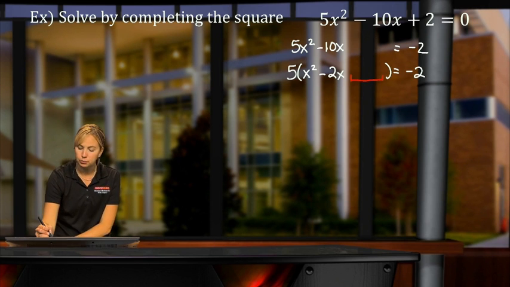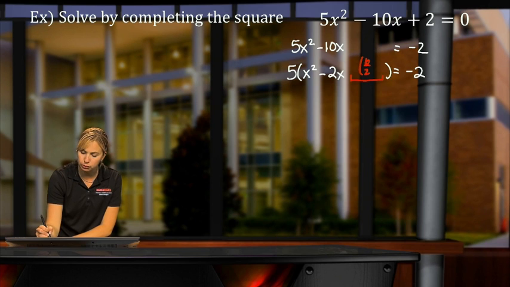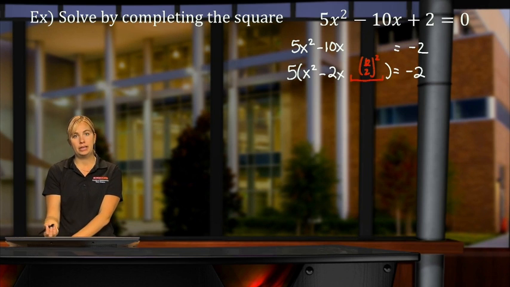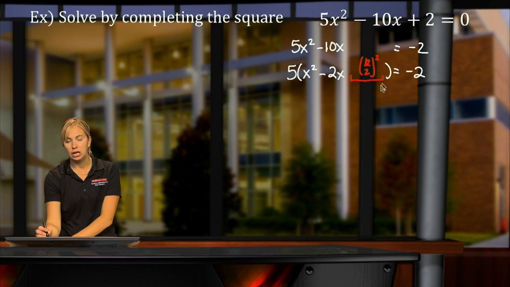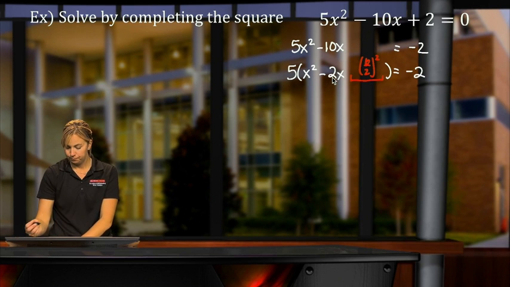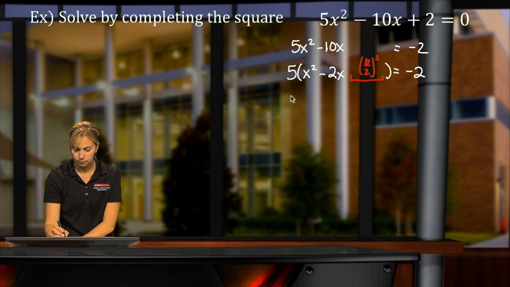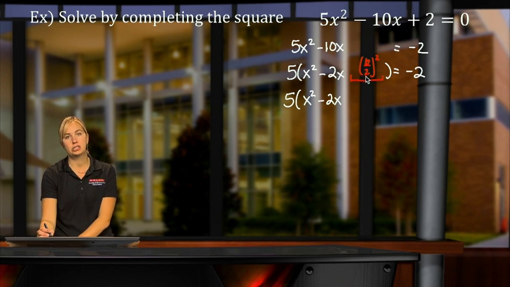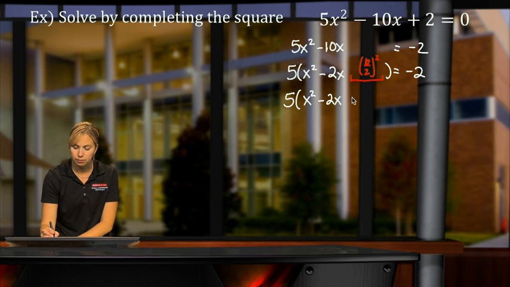We're going to fill in this with the quantity b over 2 squared, but now our b has changed because we're only looking at the quadratic inside the parentheses. The b is now going to be the negative 2. Negative 2 divided by 2 is negative 1. Negative 1 squared is positive 1.